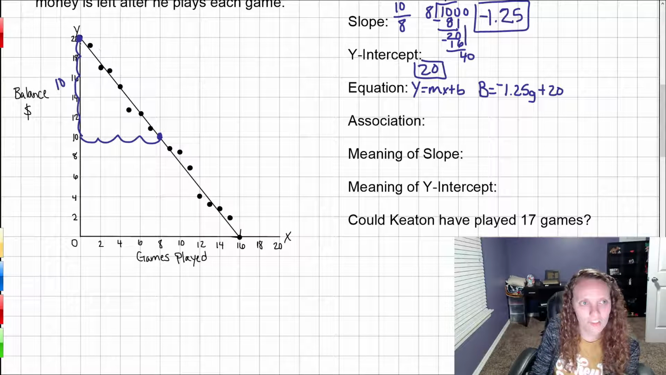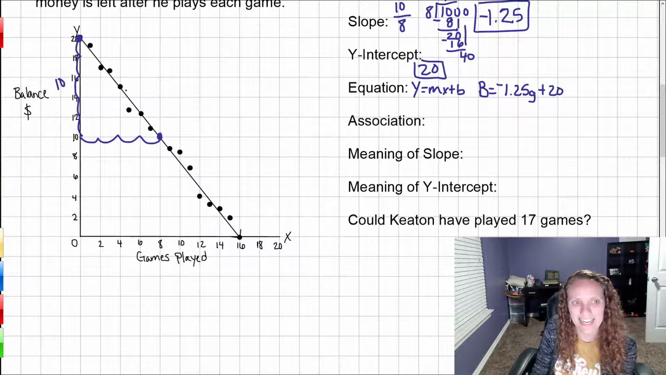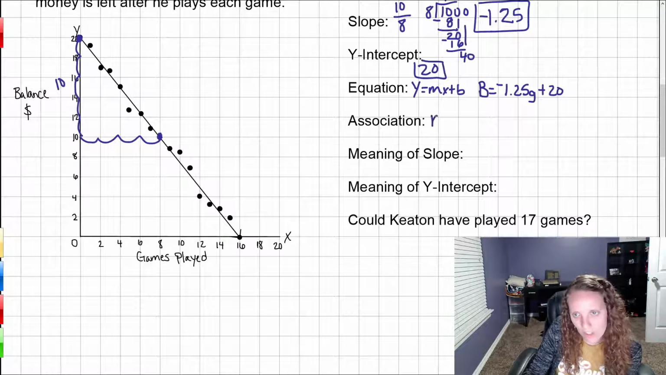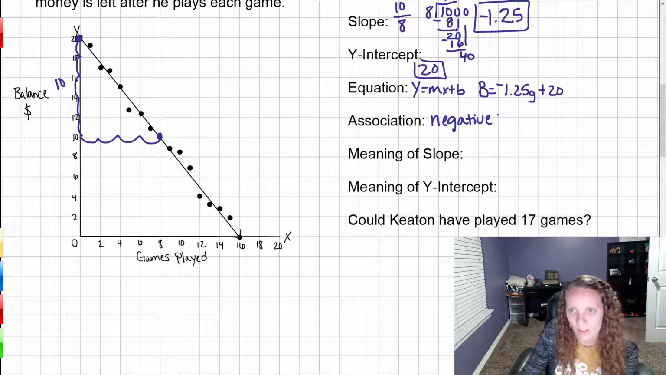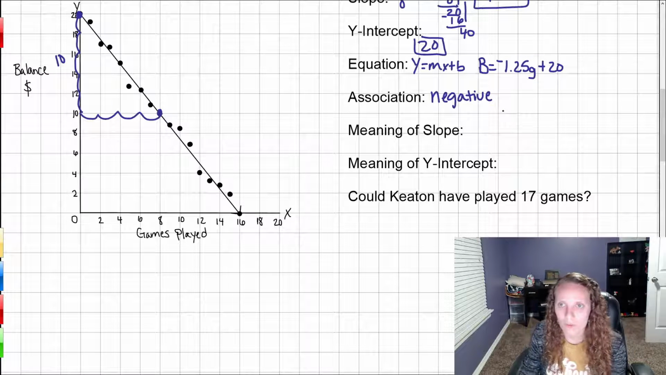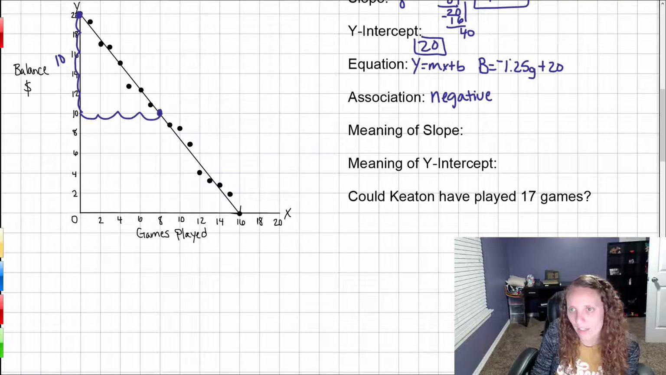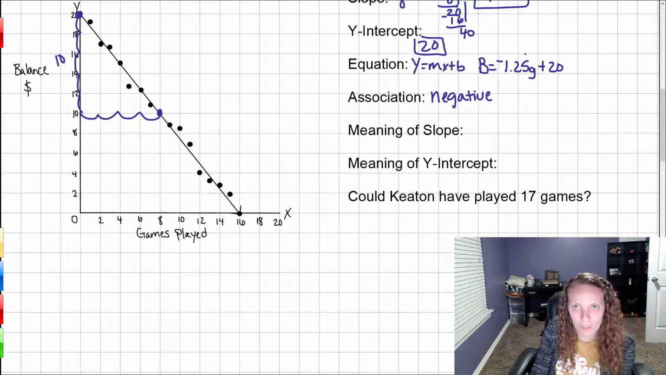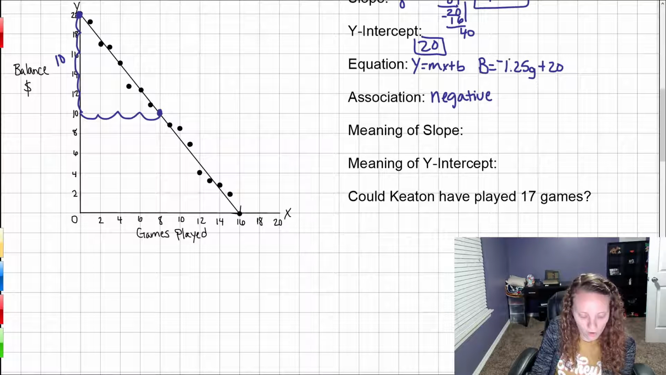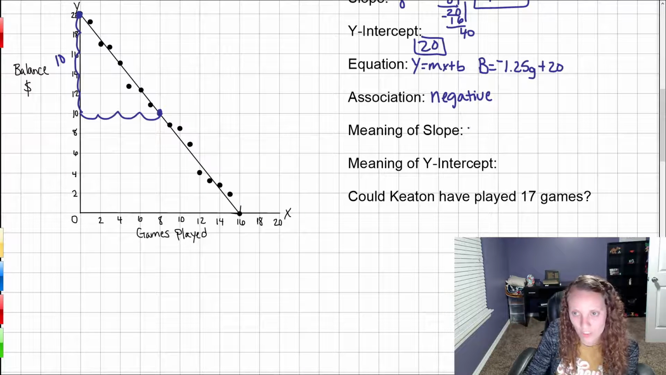The association, if you notice, our trend line is going down from left to right, so this is a negative association. Meaning of the slope. So the slope is what repeats over and over. It has some kind of pattern, and Keaton keeps playing games. And as he continues to play games, we could say he's approximately spending about $1.25 for each game.